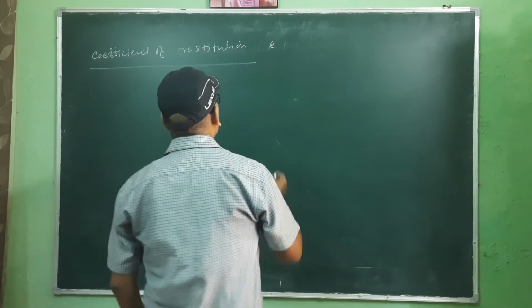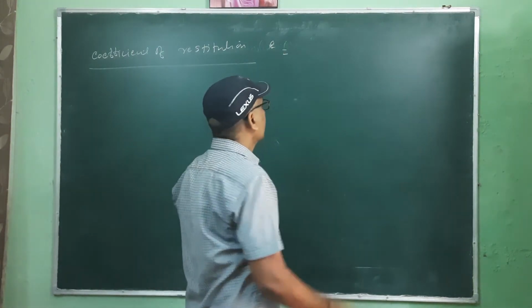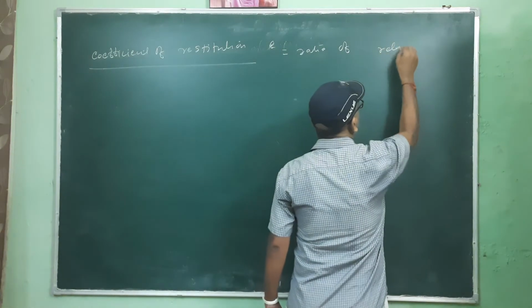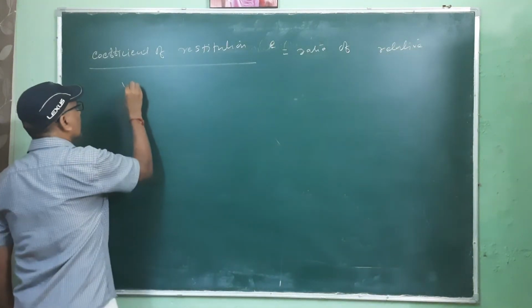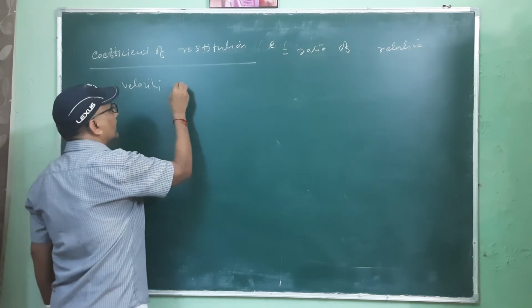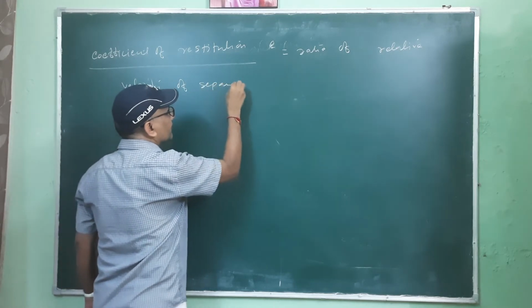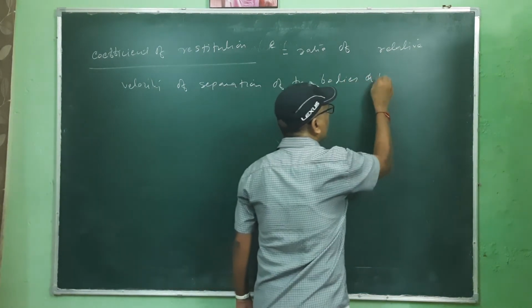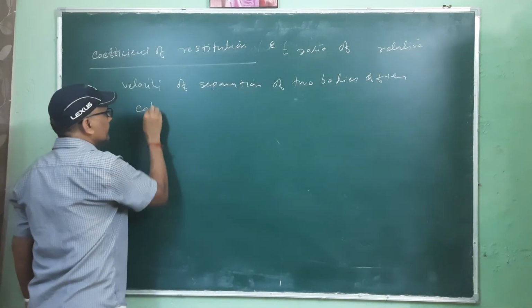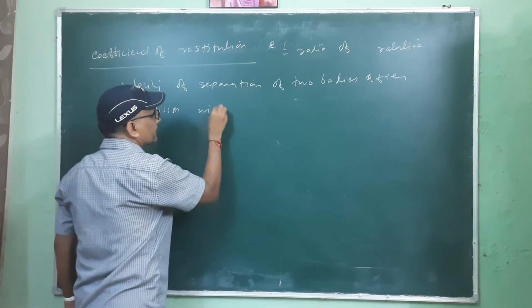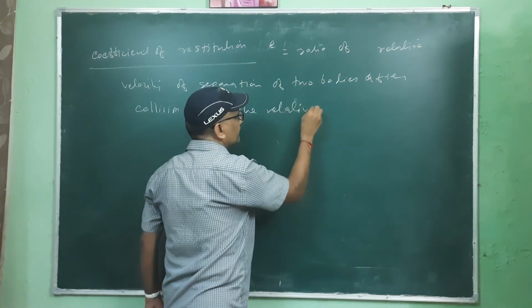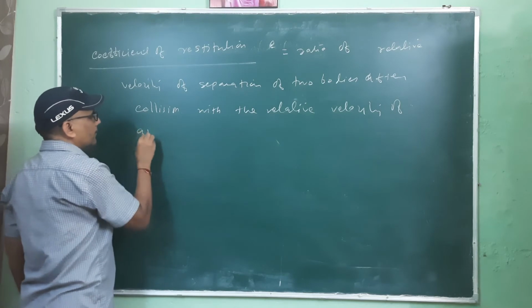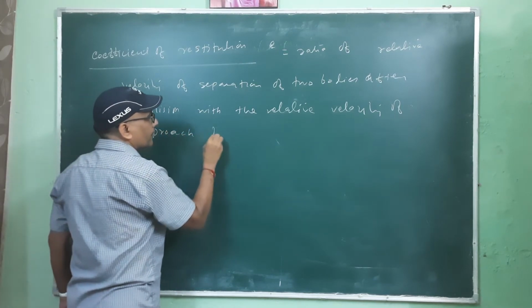So this is defined as the ratio of the relative velocity of separation of two bodies after collision to the relative velocity of approach before collision.